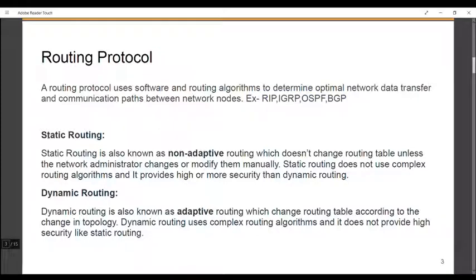Routing protocols are mainly of two types: static routing and dynamic routing. Each router mainly maintains a routing table. Static routing doesn't change the routing table unless the network administrator modifies it manually. In dynamic routing, the routing table changes if there is a change in the topology. Suppose some connection got broken, then according to that the routing table gets updated. Static routing is more secure as compared to dynamic routing. Static routing provides high security.